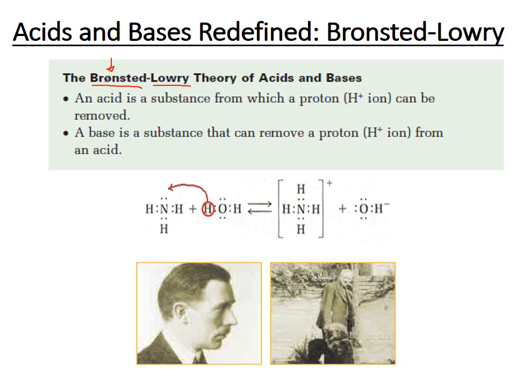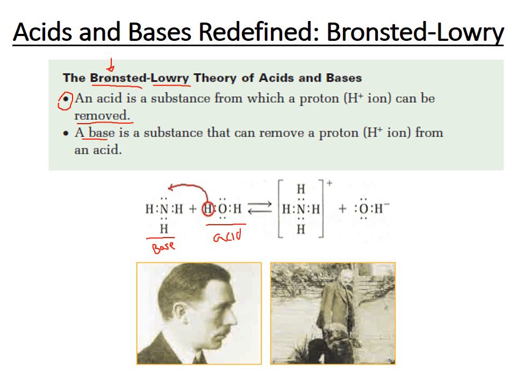So Bronsted and Lowry came up with this theory that an acid is a substance from which a proton can be removed, and a base is a substance that can remove a proton. So basically it receives a proton. If we look at this equation here, NH3 takes a proton from H2O. So NH3 is a base. It removed the proton from H2O. And you'll notice that water had a proton removed from it. It gave a proton away, let's just say. So that means that water in this case is an acid.